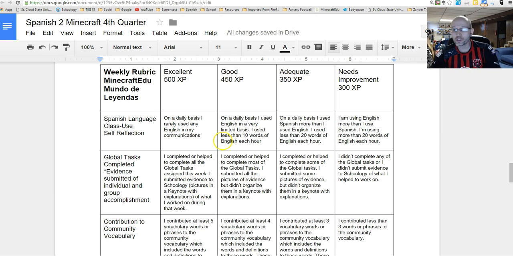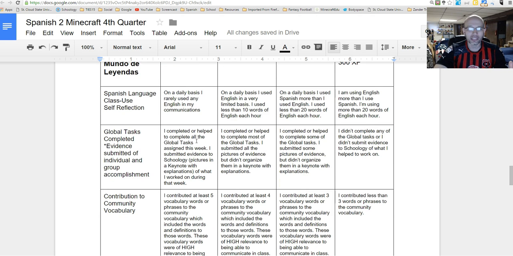So Spanish language use, you're going to have to rate yourself on a daily basis. For example, if you did excellent, I rarely used my English in my communications. And it goes down all the way to where it says needs improvement, where it says I'm using English more than I use Spanish, or I use more than 20 words of English each of the different hours. So if that's you, then you're circling that. We're trying to improve that throughout the weeks, okay. That's our goal, is basically to be communicating solely in Spanish.